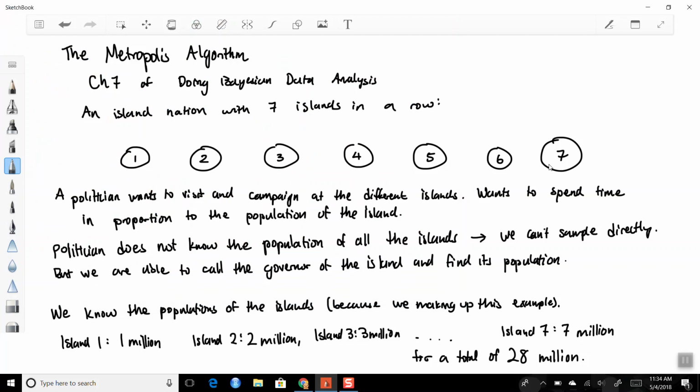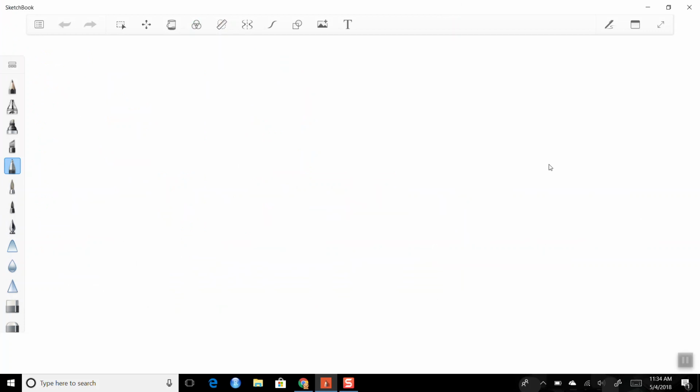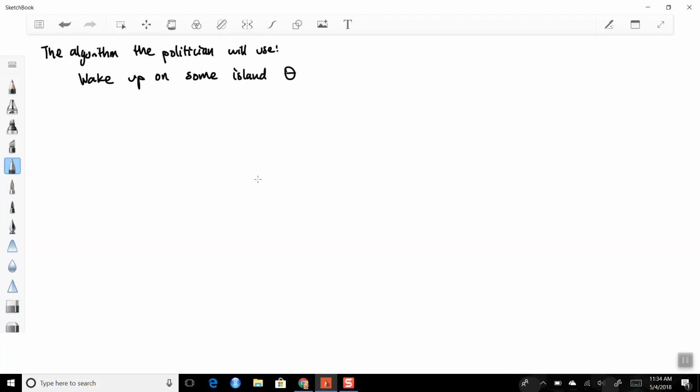Okay, this is going to be how the algorithm will run, okay? This is the algorithm the politician will use. Okay, so he wakes up on some island we'll call theta, all right?